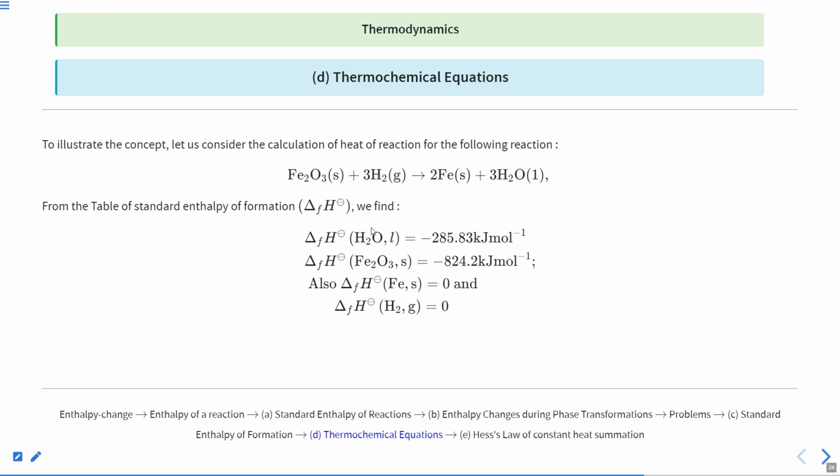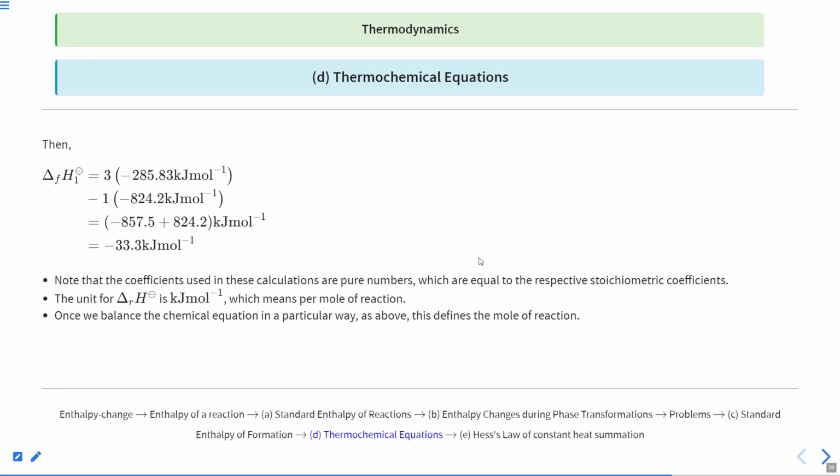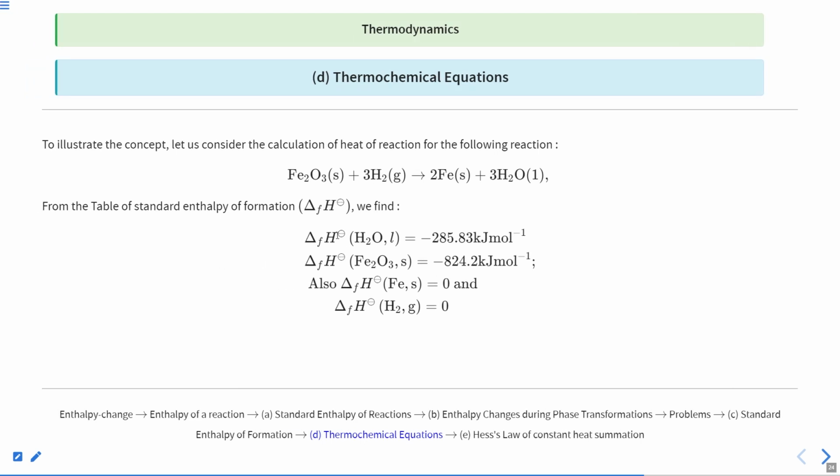Now product minus reactant. What is the number of moles of water? It is 3, so we'll multiply it by 3. Similarly for Fe2O3, it is 1, so we'll multiply it by 1. Then product minus reactant, and that will give you the delta RH of the reaction. So that is giving you minus 33.3 kilojoule per mole.